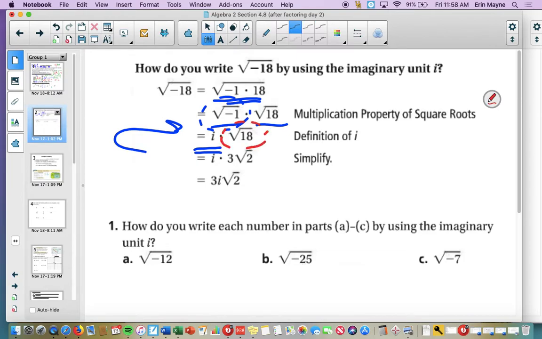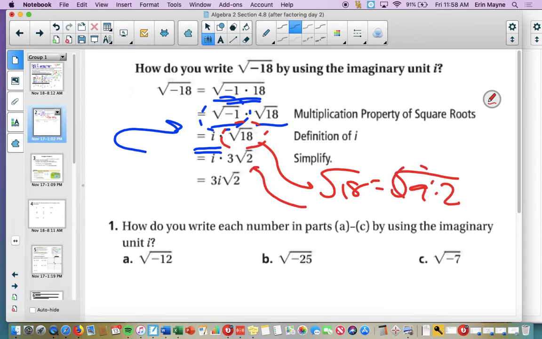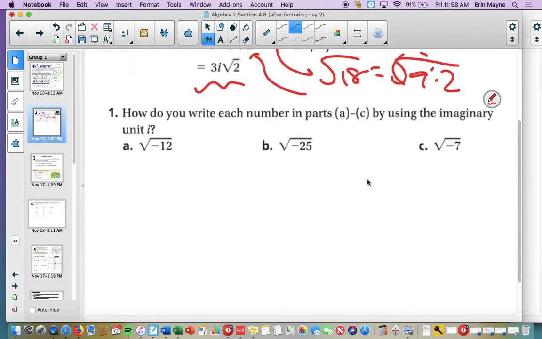And then from geometry and algebra, we reduce that radical, square root of 18. Just as a reminder, square root of 18 comes from square root of 9 times 2. This square root of 9 becomes 3 root 2. This gets simplified to 3I root 2. Now we're going to write any type of square root of a negative in such a way.